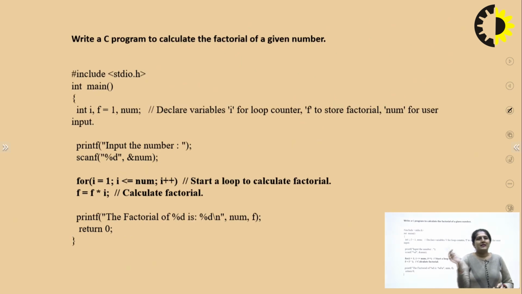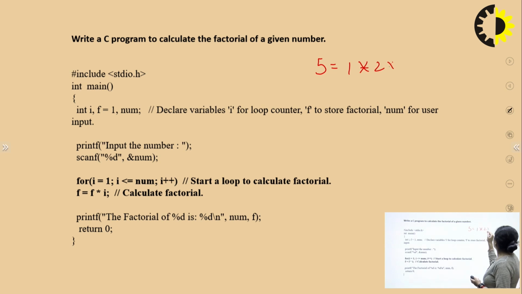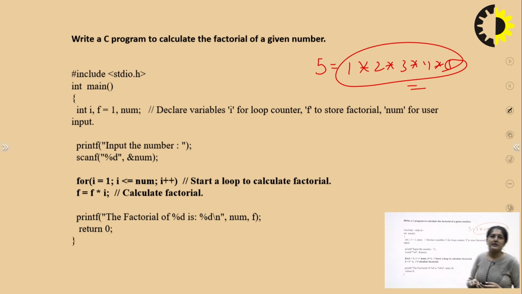So let us see one more example, factorial of a given number. So we have to print the factorial. What is a factorial? If we write the factorial of 5, it will be 1 into 2 into 3 into 4 into 5. The multiplication of all these will be the factorial of 5. So let us see how we will do it with the for loop.